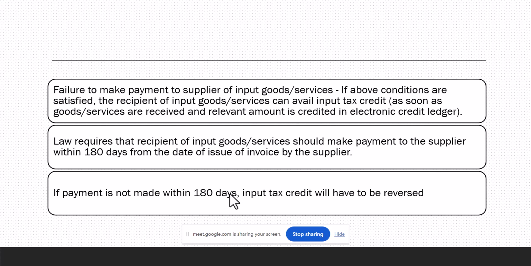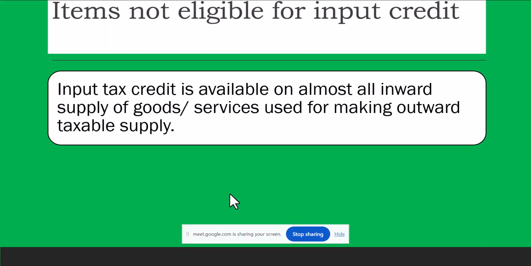देखो कुछ बचा है हमारे पास. हाँ, अब ये लास्ट है क्या बस. ओके, दिस इज द लास्ट थिंग. आइटम्स नॉट एलिजिबल फॉर इनपुट क्रेडिट. जस्ट रीड इट.